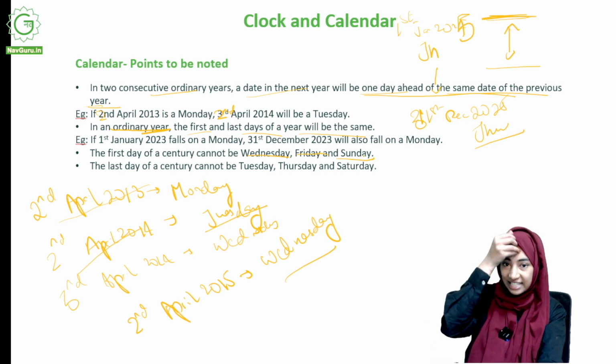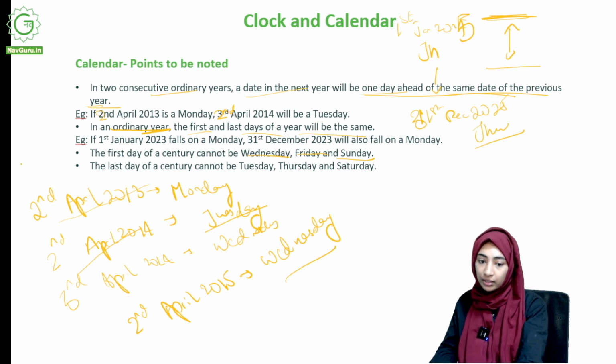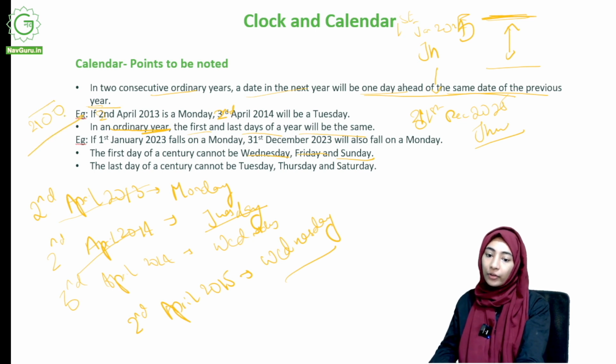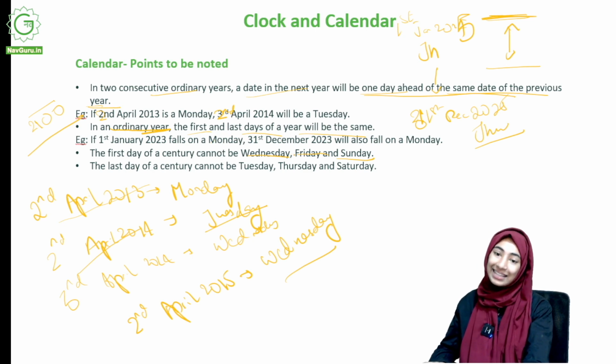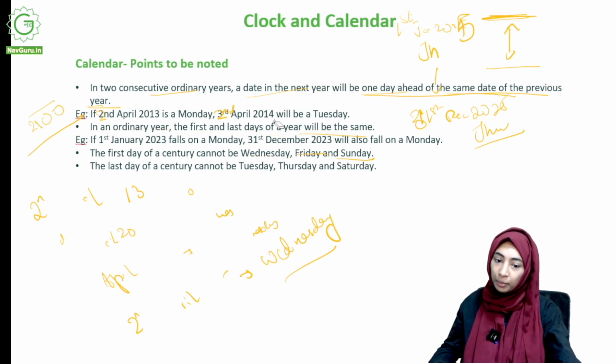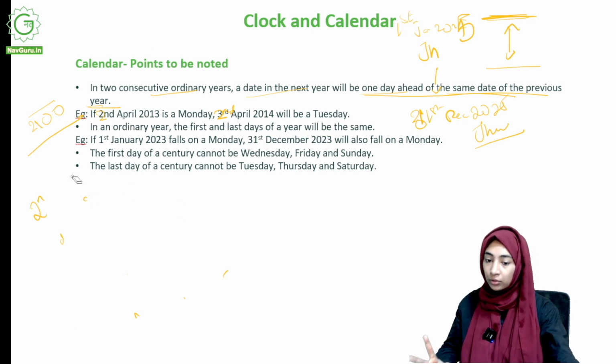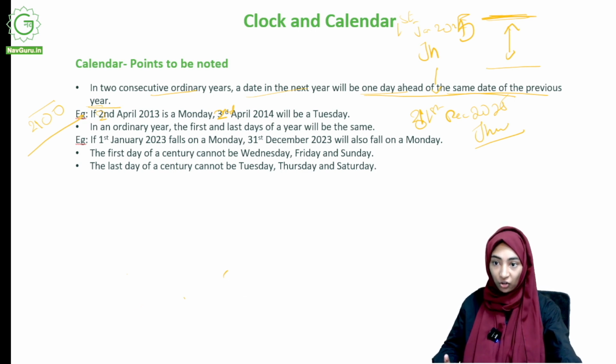Now, the first day of a century cannot be Wednesday, Friday and Sunday. A century means after every 100 years, right? The next century that we have will be 2100. So for every century, the first day cannot be Wednesday, Friday and Sunday, and the last day of a century cannot be Tuesday, Thursday and Saturday.